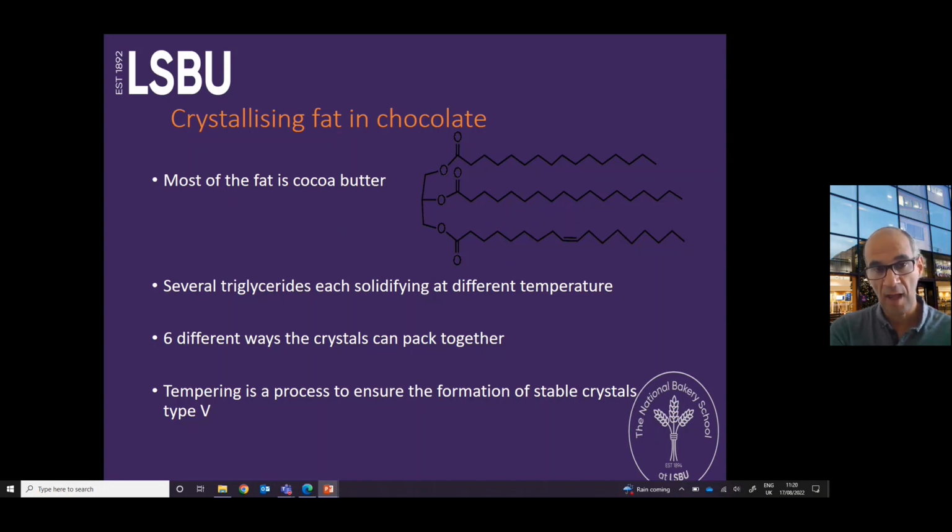And one of the jobs of the chocolate manufacturer is to make sure that we have a single type of crystals, which is type 5, which we will see in another slide, where we have something that's melting at a relatively high temperature in the mouth and gives a nice eating experience.